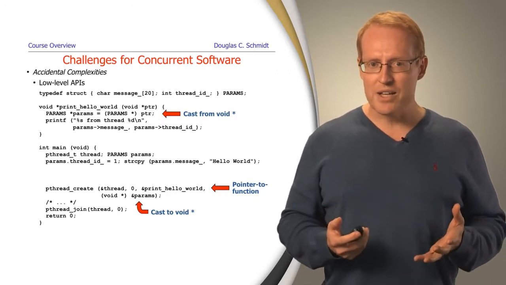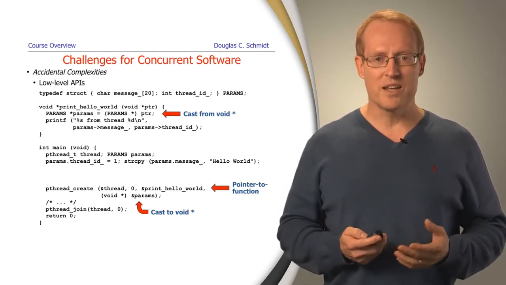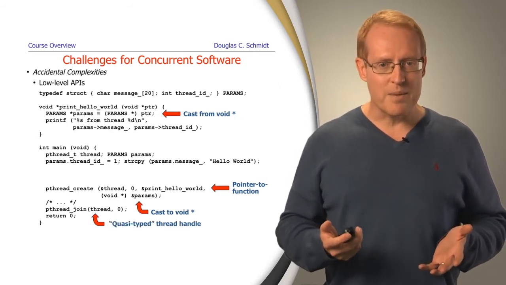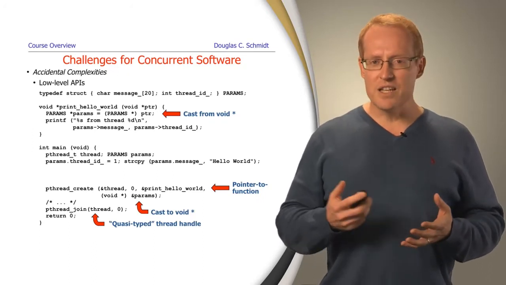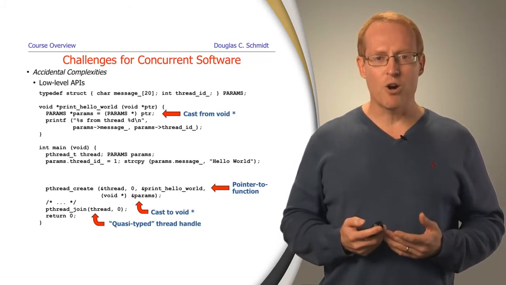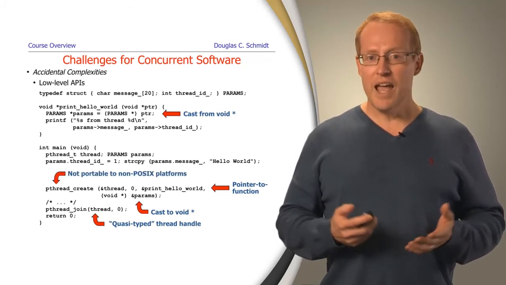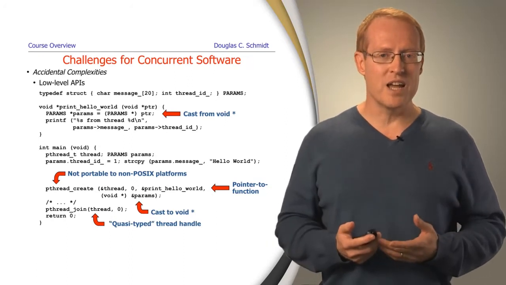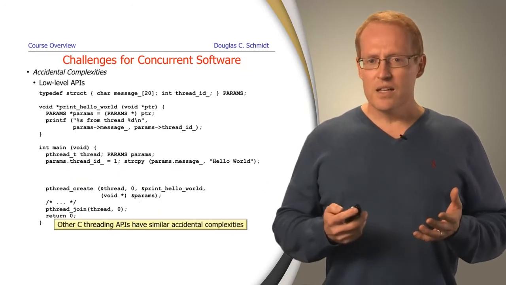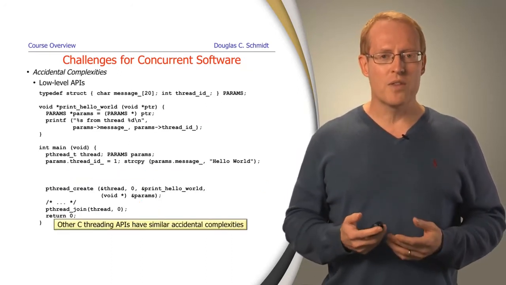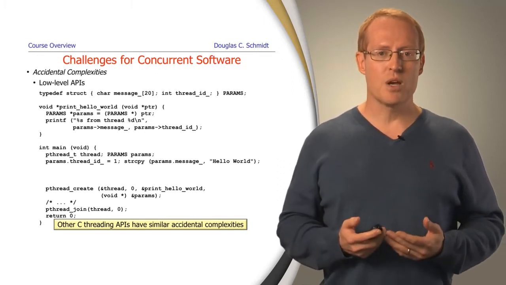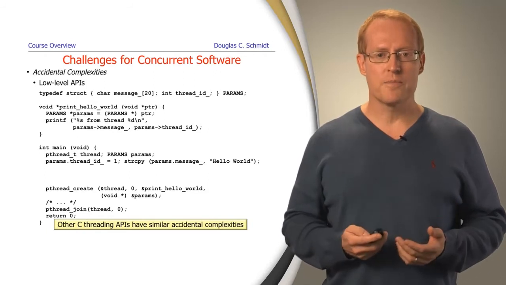The minute you start using cast, it turns off compiler type checking, which means that all kinds of subtle errors can creep into your software. Another problem is we have quasi-typed thread handles, which are easy to mistake and pass the wrong type in, and the compiler really can't give you effective type checking and error warnings and so on in your code. And of course, the fact that we're using pthreads is a dead giveaway that this software will not be portable to non-POSIX platforms. Lest you think we're picking on pthreads, be aware that almost all operating systems today that have C interfaces have these kinds of problems with the low-level APIs used for concurrency.